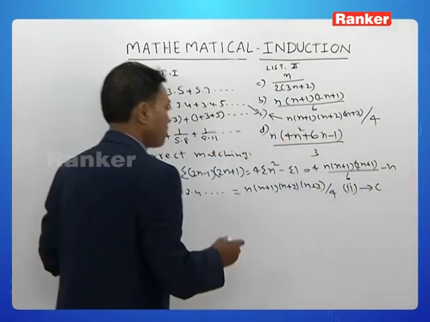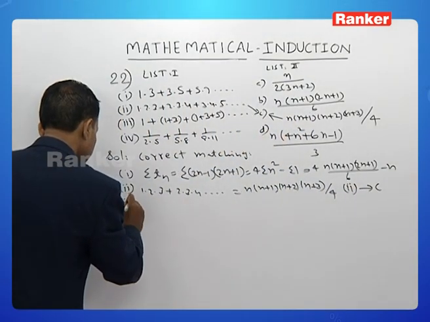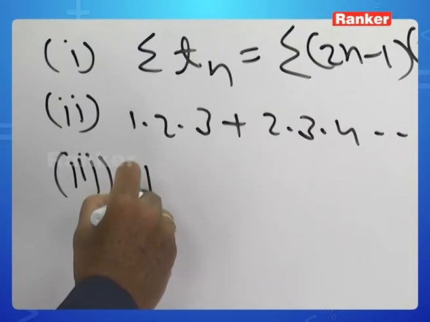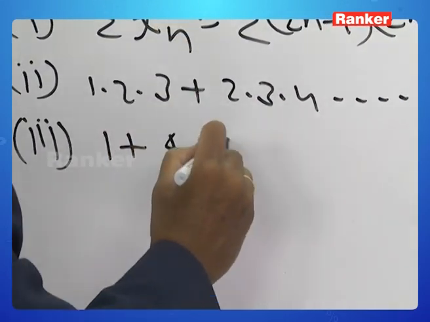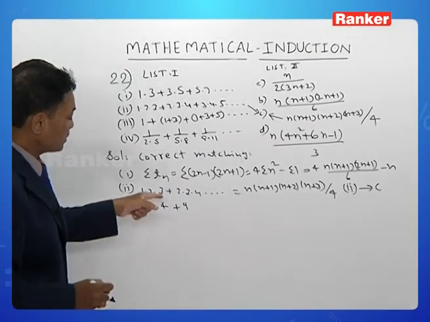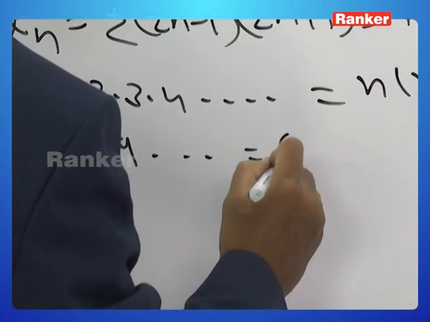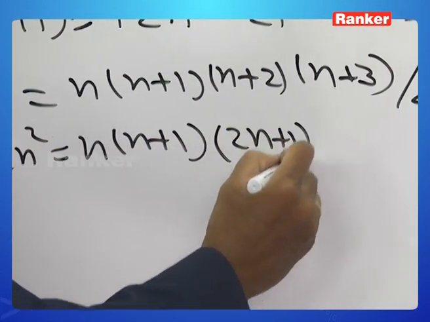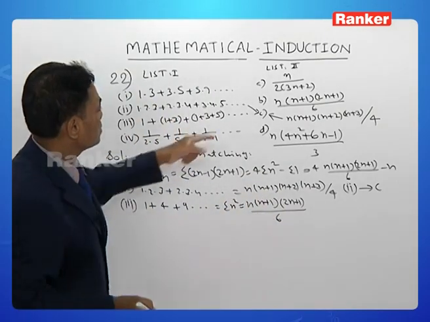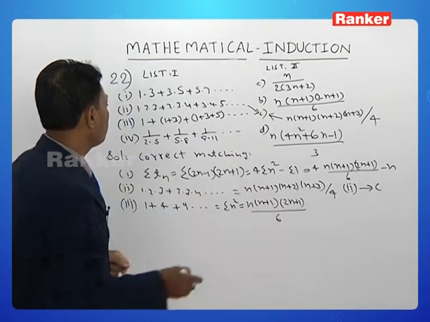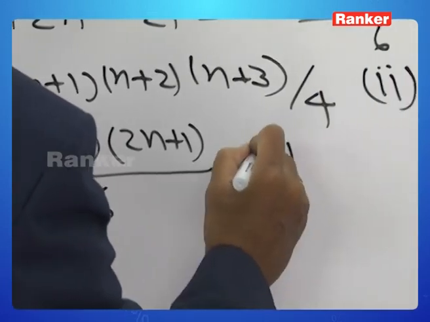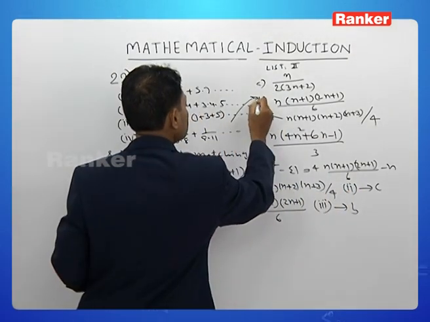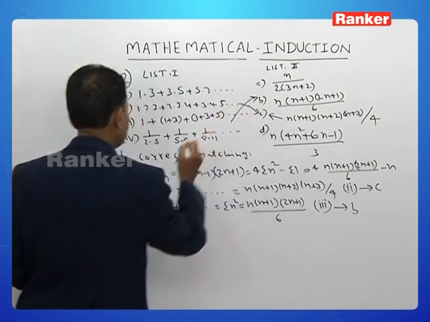This is C. And the third Roman: the first term is 1, the second is 4, the third is 9. Nothing but 1 square, 2 square, 3 square. So, sigma n square is n into n plus 1 into 2n plus 1 by 6. Where is that? It is B. So, Roman number 3 will be connected to B. Now, Roman number 4.